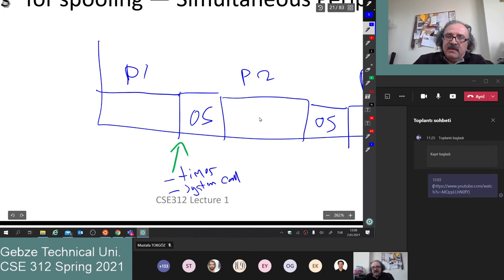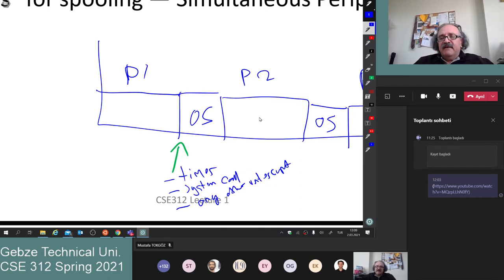Yes. P1 makes a system call. It says that I need this data. The operating system takes control and does some work. Or it could be any other interrupt. The disk might say that my data is ready and I am going to load this to your memory. So there is an interrupt produced by the disk controller, and that interrupt is handled by the operating system.